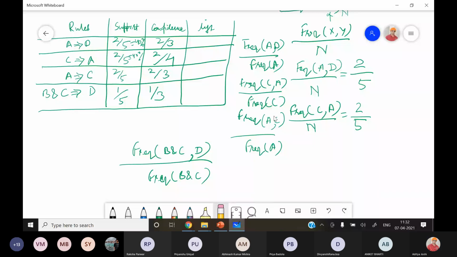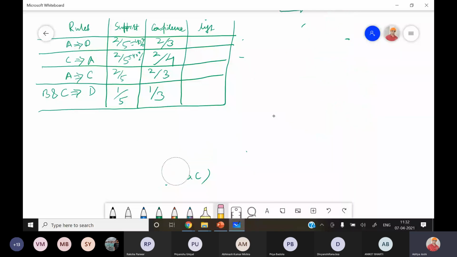Now we will calculate lift. What is the formula for lift? Total support divided by support of X into support of Y is the formula for lift.